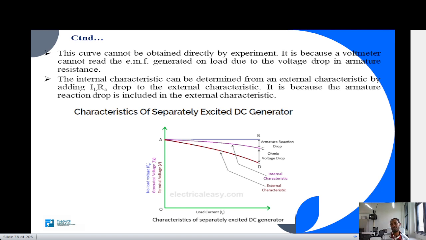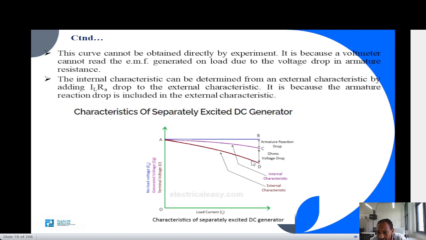So that cannot be experimentally found, but by using a galvanometer, we may detect some amount. So the internal characteristic can be determined from the external. If we are able to know the external characteristics, which we are going to cover on the next, we can get the internal characteristics. That simply means the external characteristics, just see for this curve, this is the external characteristic curve.